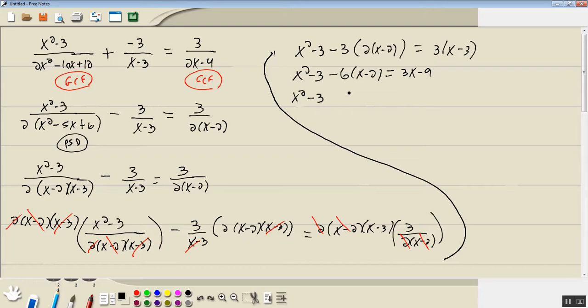X squared minus 3, negative 6 times x is negative 6x. Negative 6 times negative 2 is 12. And I'll bring these two over to the left side. That becomes a negative 3x plus 9. So we got x squared, combine like terms. Negative 6x, negative 3x is negative 9x. Negative 3 plus 12 is 9, plus 9 is 18.